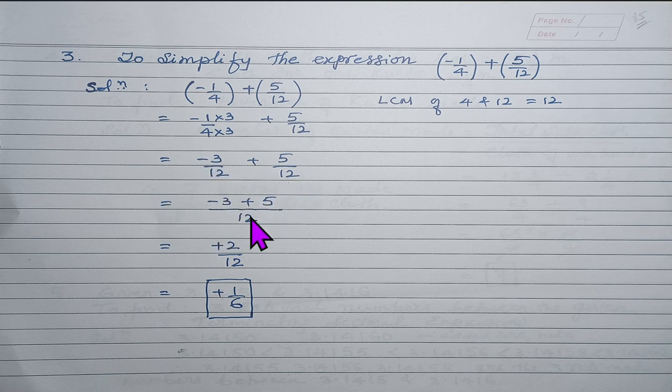So the denominators are same. So add the numerators, that is minus 3 plus 5, that is plus 2 by 12, that is plus 1 by 6. A very easy example. So try to learn and understand.